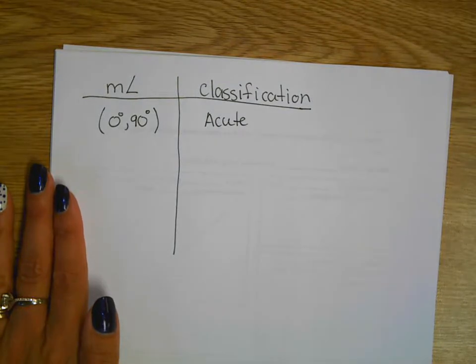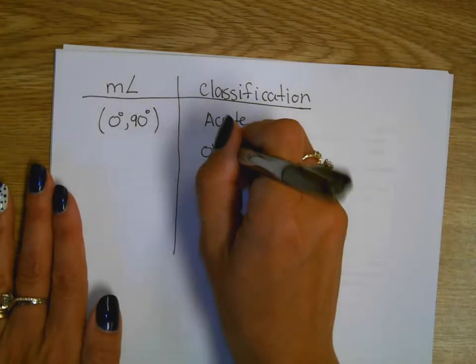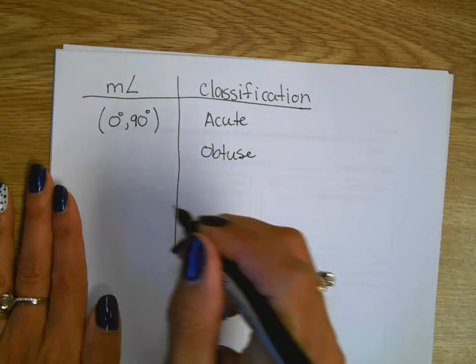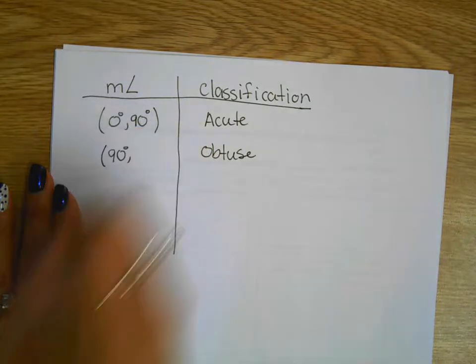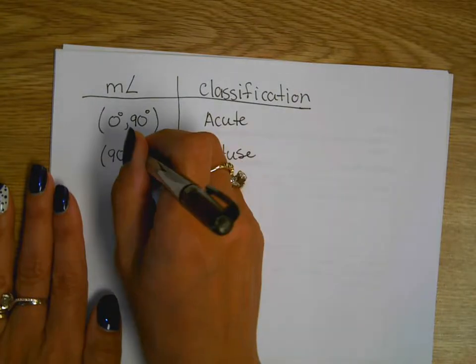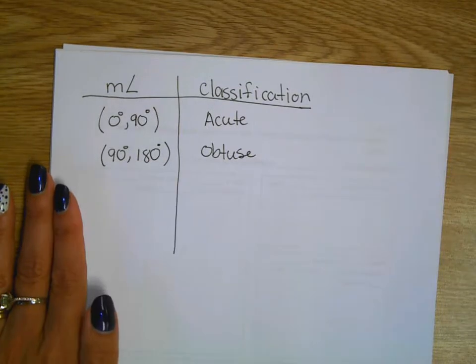Okay? Another kind of angle. Yep. Obtuse. What's our range there? Greater than 90. And? Very good. Staying under 180, so not including those endpoints.